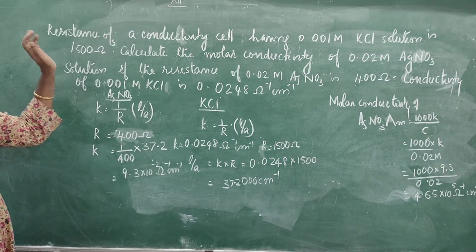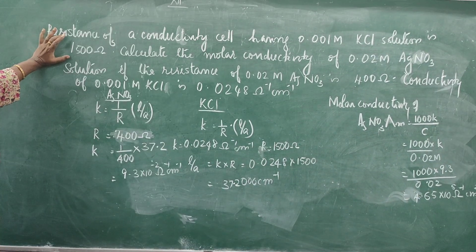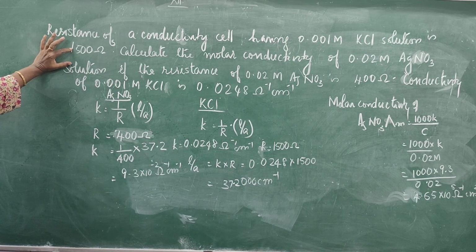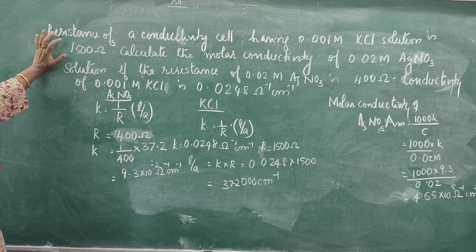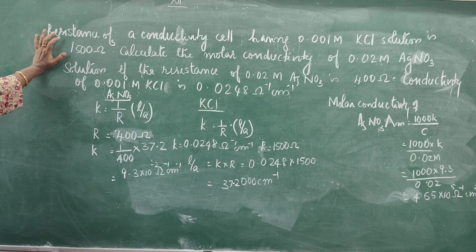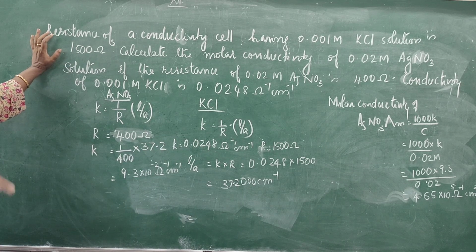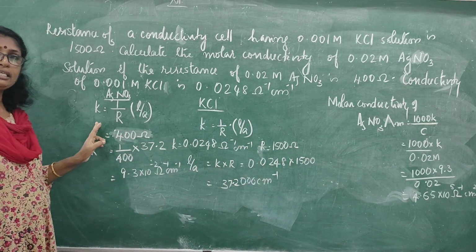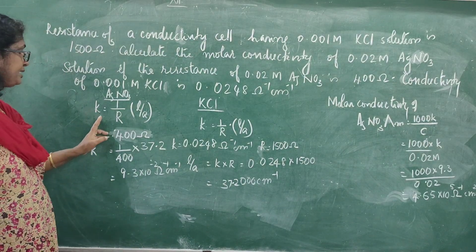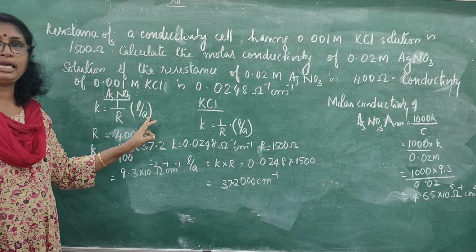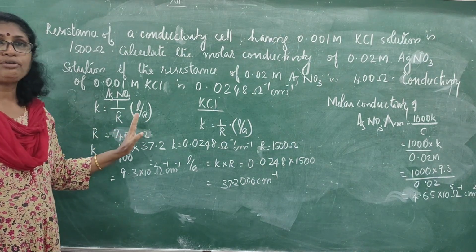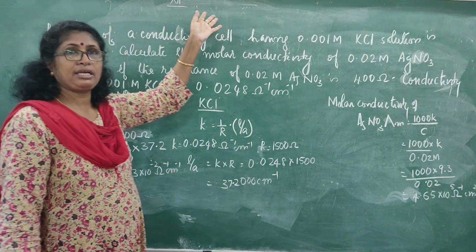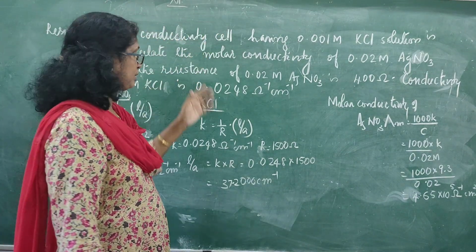What they asked is to calculate the molar conductivity of 0.02 molar AgNO3 solution. The resistance of that solution is also given. To find the molar conductivity of AgNO3, we need to calculate the conductivity of AgNO3. How to calculate it? K is equal to 1 by R into L by A. Resistance is given. You will have to find out the cell constant. To find the cell constant, they have given the conductivity of potassium chloride solution.